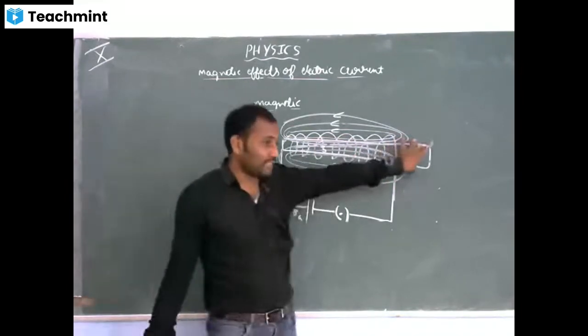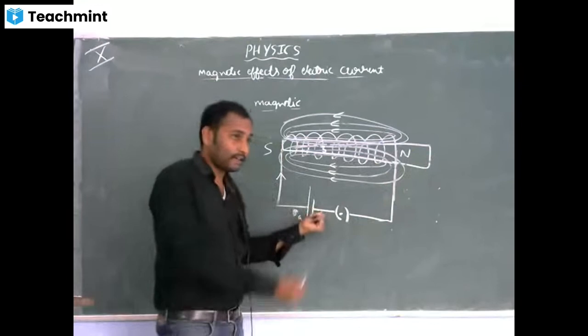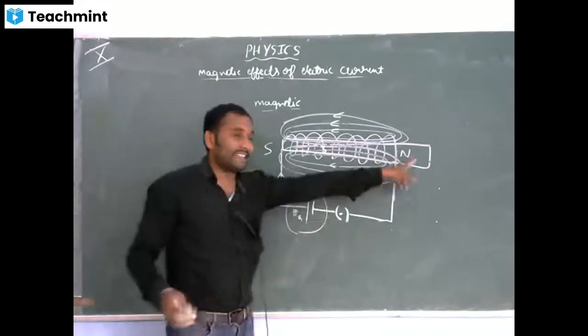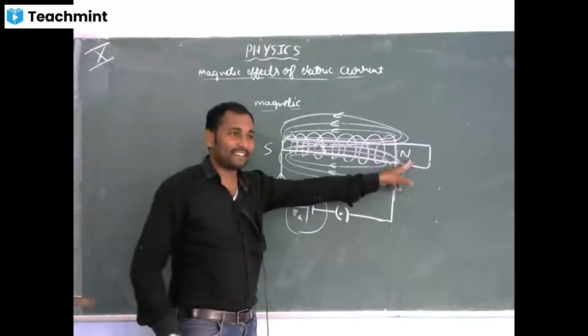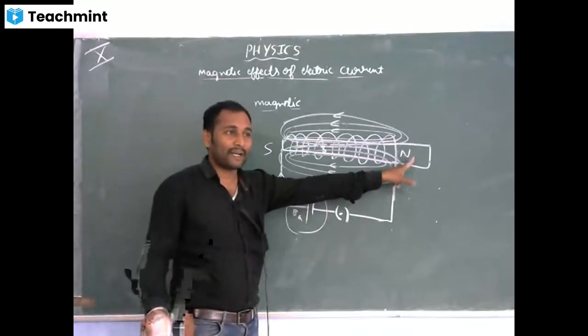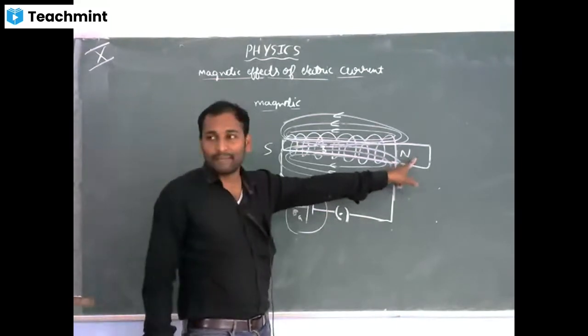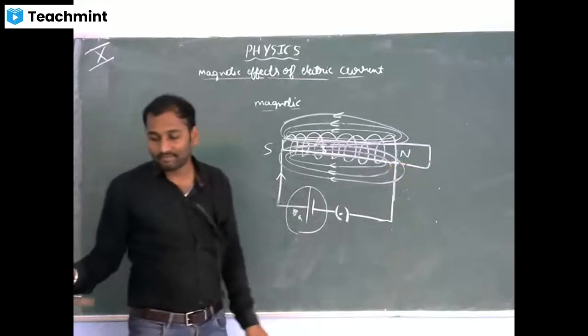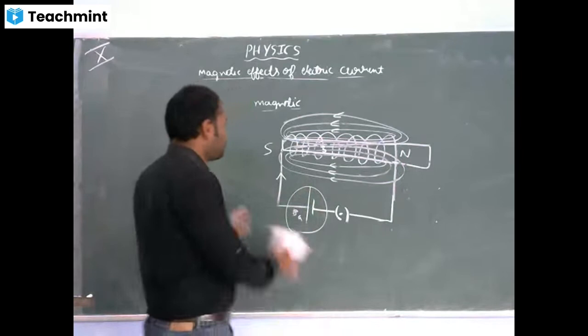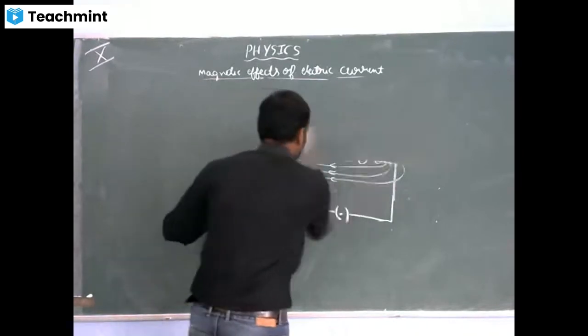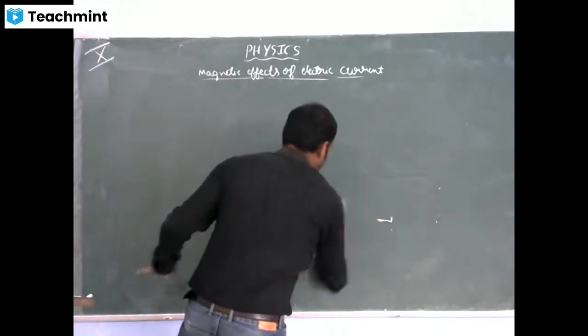Okay, so if you remove this electric current, what happens? It will get demagnetized. Magnetized, demagnetized. Once it is magnetized, it will behave like a magnet. Once it is demagnetized, it will behave like a soft iron core. Clear? So this is about the solenoid.